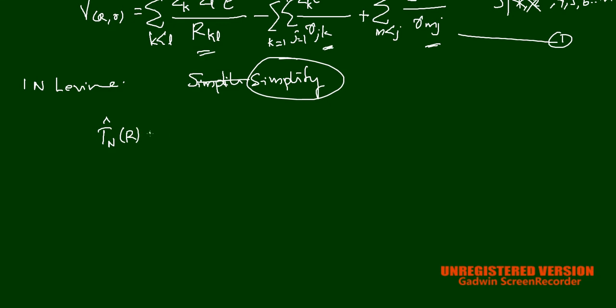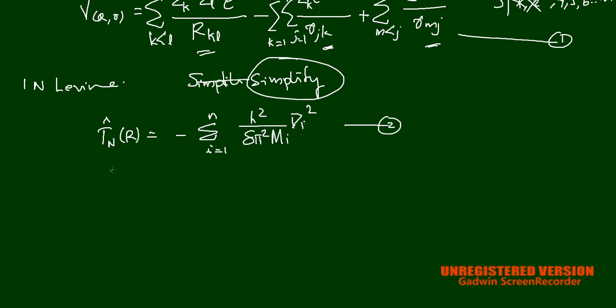The nuclear kinetic energy operator T_N cap(R) is equal to minus sigma i equals 1 to N, h square divided by 8 pi square m_i, del_i square. Del_i square, that is the nuclear kinetic energy operator. Let me put this as equation 2, that is the nuclear kinetic energy operator.